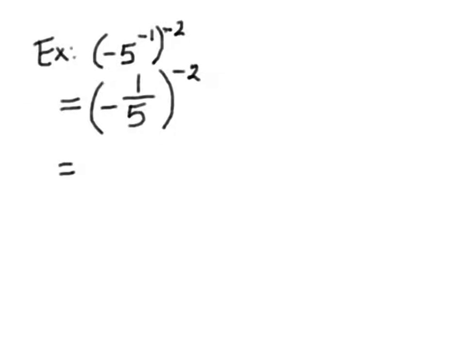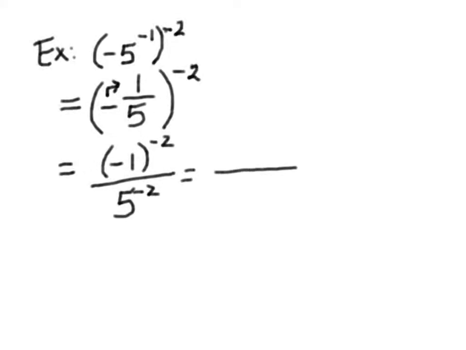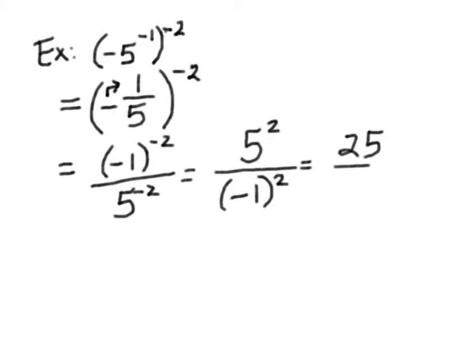So when we distribute the negative 2, I'm going to take this negative, I'm going to attach it to that 1. So we're going to have negative 1 to the negative 2 power. And then we're going to have 5 to the negative 2 power. And what this tells us to do is move the negative 1 to the denominator and move the positive 5 to the numerator. So that's what we're going to do. So we're going to have 5 squared, negative 1 squared. That gives us 25 over 1, which just gives us 25.